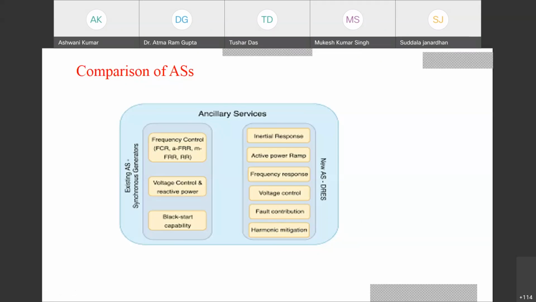Mostly we have computers connected to a network today, and the entire work is going on with ICT technology. So nonlinearity in a system is very, very high. So harmonic mitigation is also becoming one of the important ancillary services. So this difference must be very clear to you.